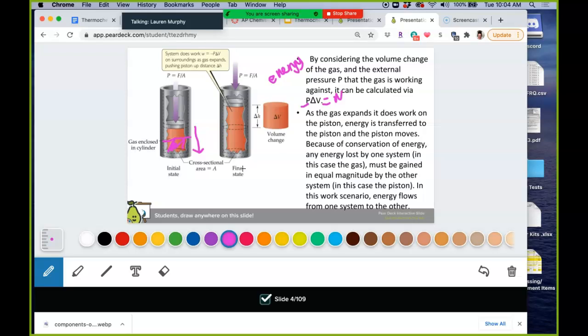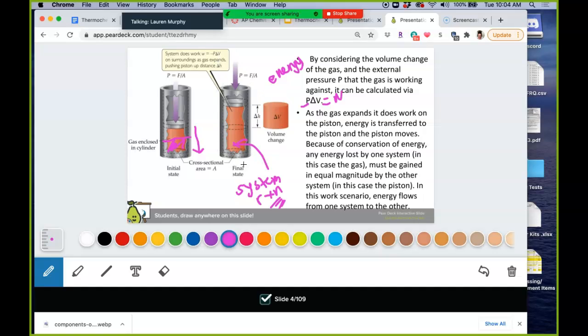We're going to use the words system and surroundings a lot in this chapter. System is the thing we're focusing on, AKA the gas. Everything else, the container, the piston, the air, the atmosphere, is the surroundings. So the system in this case is the gas, and a lot of times it would be some sort of chemical reaction. That's our system, and everything else is considered the surroundings.